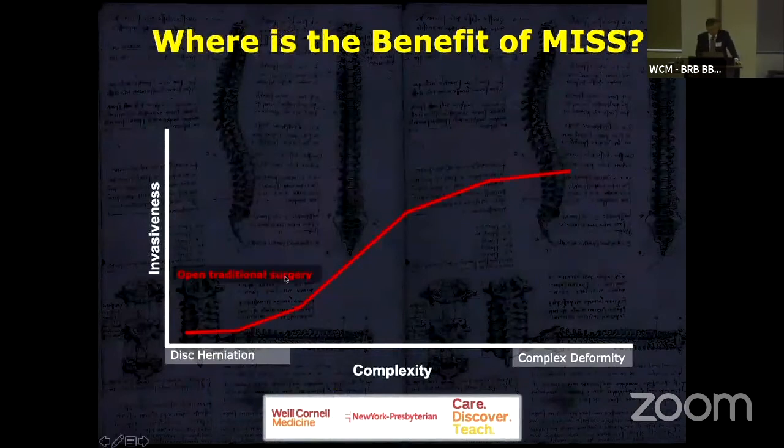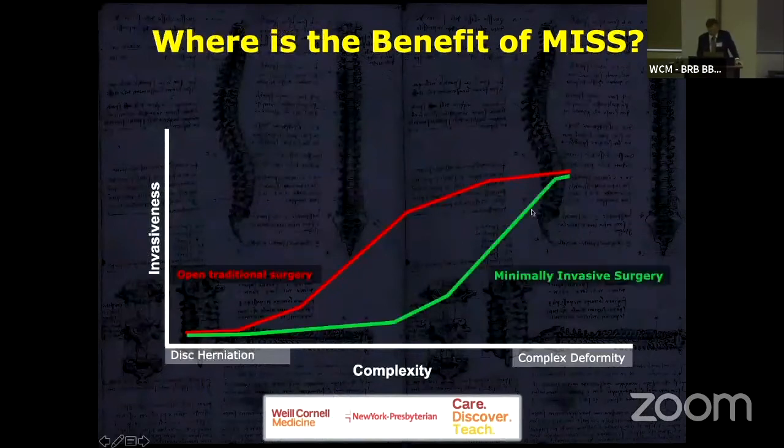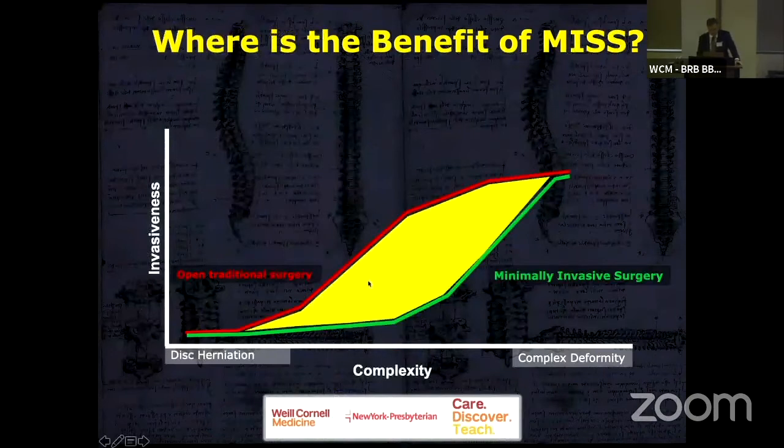With open traditional surgery, it's fair to say that easy pathology is low complexity, low risk, and very successfully treated. But when you come to more complex pathology, the curve goes up very quickly, and it gets fairly complex very early. The whole idea with MIS surgery is to dampen that curve. Where exactly that curve is changes from year to year, month to month. The MIS benefit zone is kind of in between here.